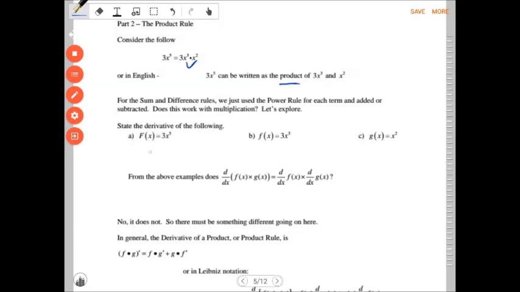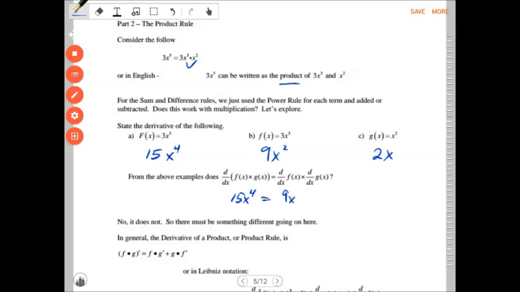The 5 comes down, so that's going to be 15x to the fourth. Okay, let's try the next one. So 3x cubed, so that's going to be 9x squared. And then the derivative of x squared would just be 2x. So let's see if the logic that worked for the sum and difference rules works for multiplication. So the derivative of the big thing was 15x to the fourth. Now let's see if that equals the two derivatives multiplied.